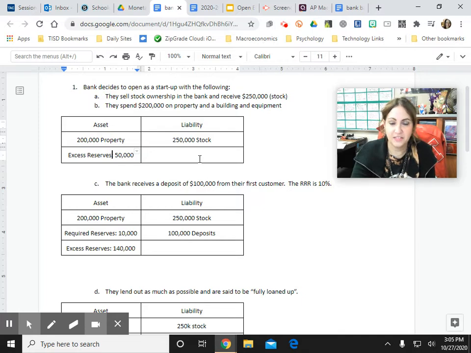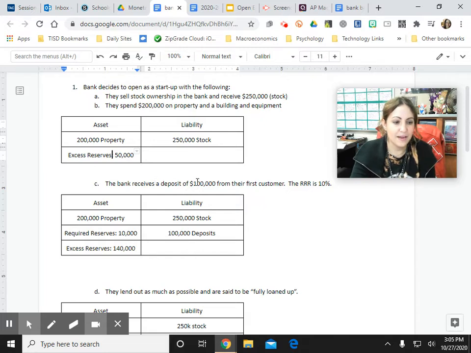So everything that didn't change, you just drag on down. The stock didn't change. The scenario didn't say anything about the stock or the property. And so you leave those alone. I'm not going to change excess reserves just yet because that's the last thing we change.